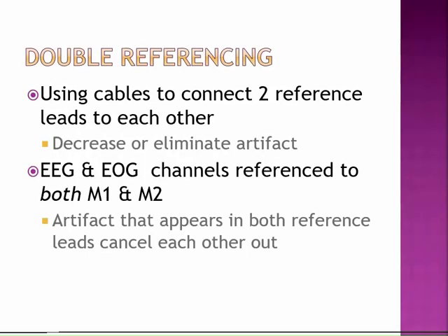Double referencing, though, is only beneficial to reduce EKG artifact in your EEG or EOG channels. The only time you will ever double reference is to reduce EKG artifact in your EEG or EOG channels. Let me say it for a third time because it's important.